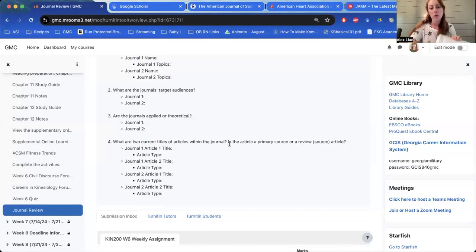And then your next question is, is this article a primary source or a review article? So a primary source is where the researchers or the authors of that article directly perform some type of research, experimenting, testing, observation, and these are their findings, their direct sources.